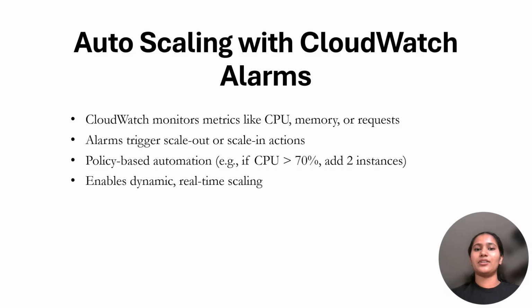Likewise, when traffic drops, another alarm can scale in the instances to save cost. This combination of CloudWatch and auto scaling gives us a flexible, fully automated environment in which we can save our money and also the resources.